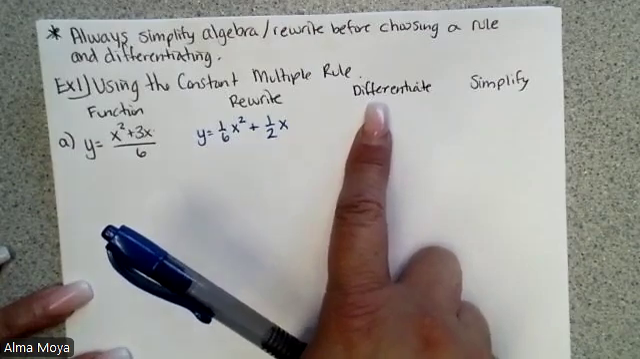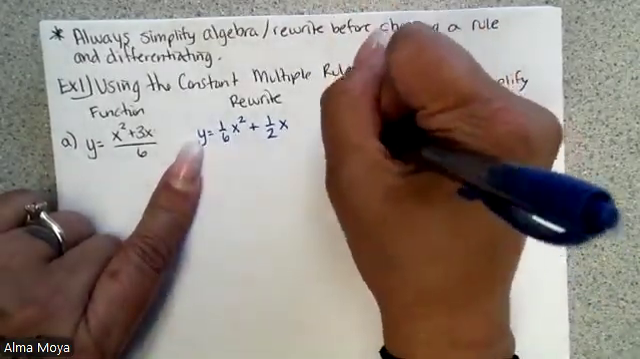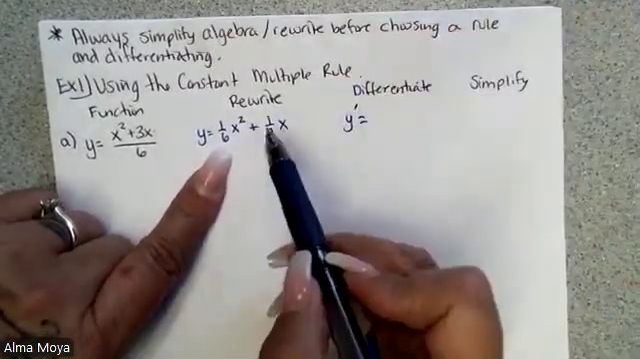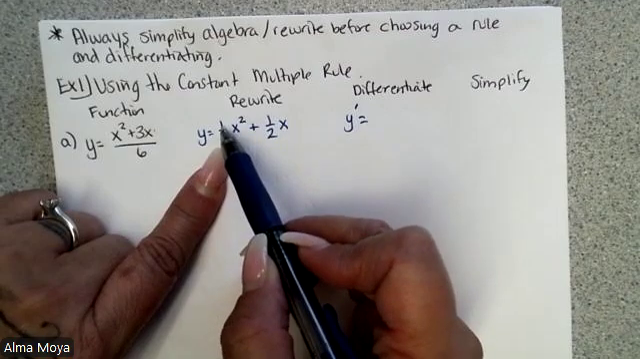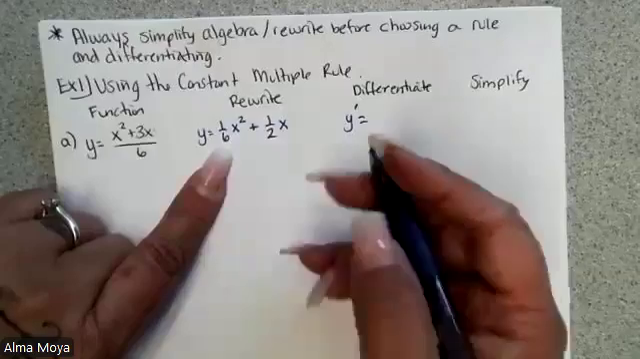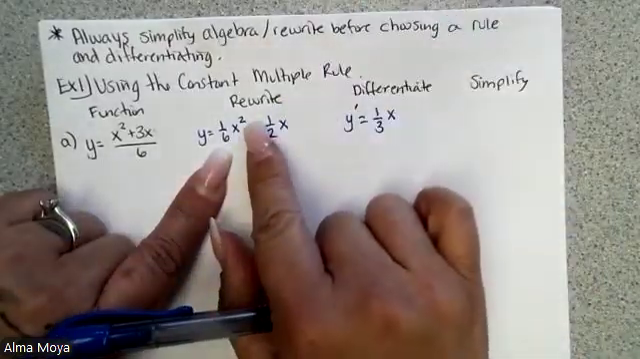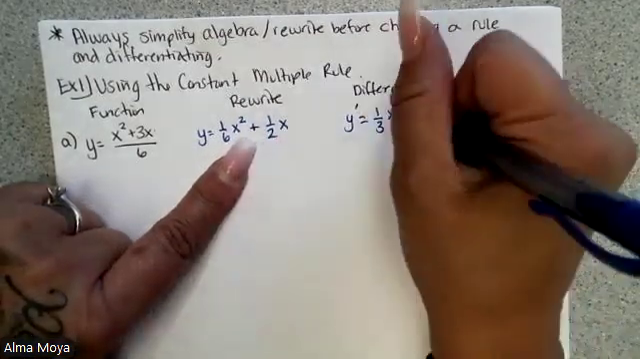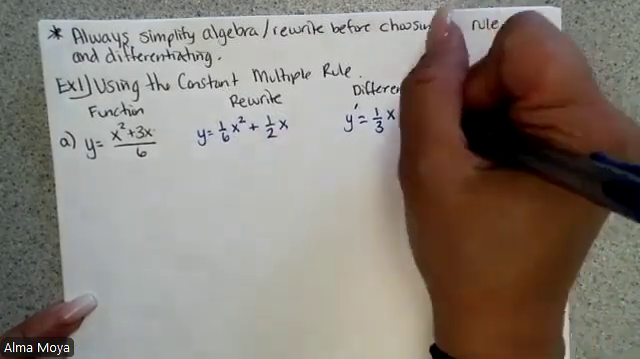Now, when I differentiate, I need to take the derivative. So the derivative of y is going to be y prime. And then right here, you bring down the 2. So that's 2 times 1/6, which is 2/6. 2/6 reduces to 1/3 x. And then I decrease the power, so the power is 1. Plus, the derivative of 1/2 x is just going to be 1/2.